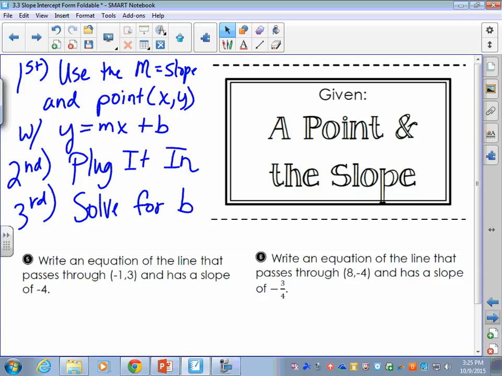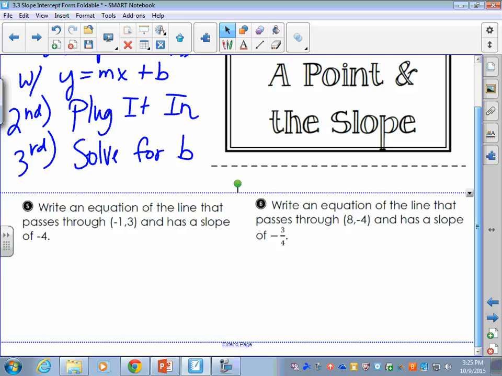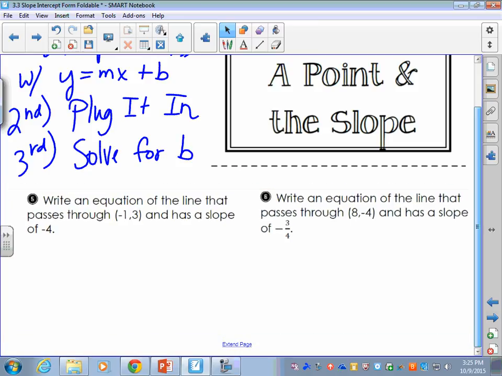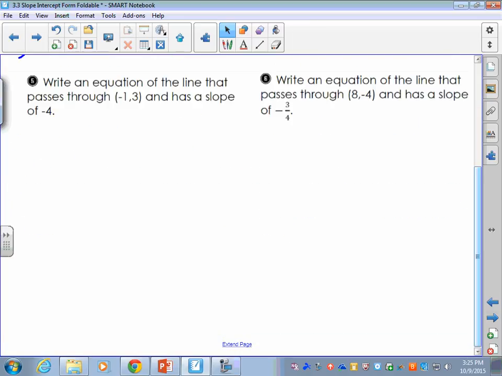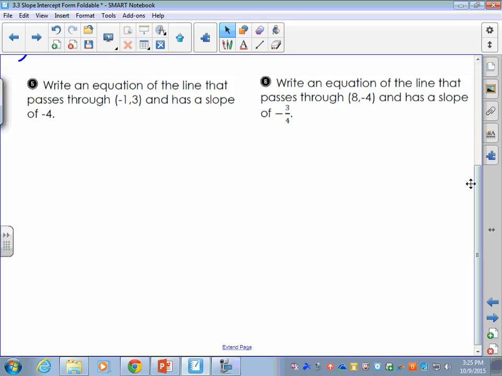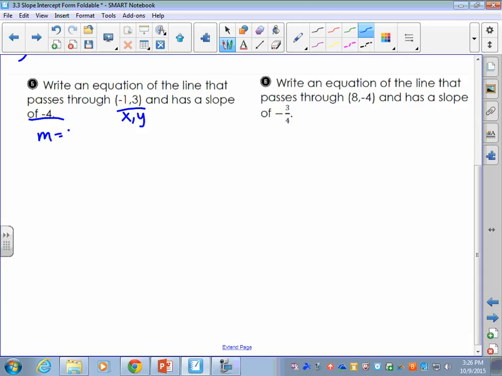The first thing we have to do is use the slope and the point with y equals mx plus b, plug it in, then solve for b. Just make sure we're on the same page. On our number 5, your point is (-1, 3). Understand that this represents the x and the y. Your slope, your m, is -4.